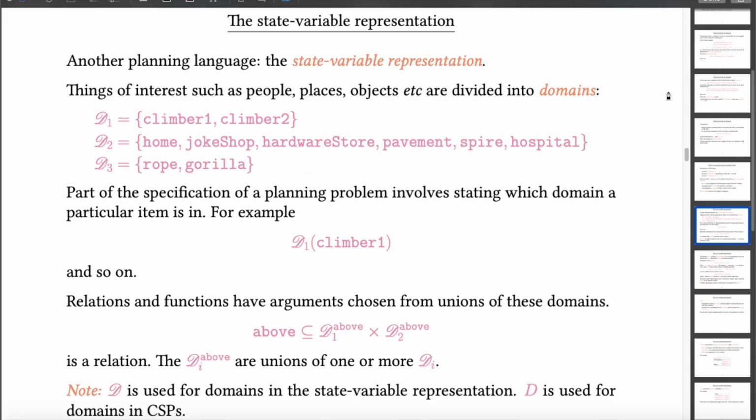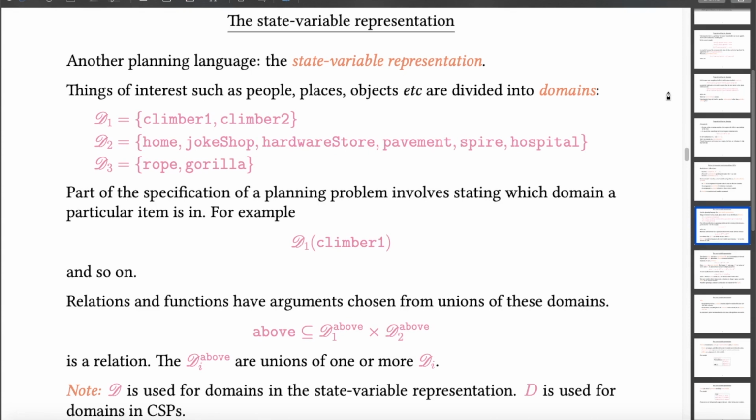So the first thing I want to do is set up something called the state variable representation. And for the time being, we're essentially moving away from CSPs, because what I'm going to do here is set up yet another particular language in which we can represent planning problems. This is different from STRIPS, because STRIPS was aimed at partial order planners, and this is aimed specifically at allowing you to express plans in a format that is amenable to being transformed into a constraint satisfaction problem. Okay, so the state variable representation is the name for this particular way of representing planning problems.